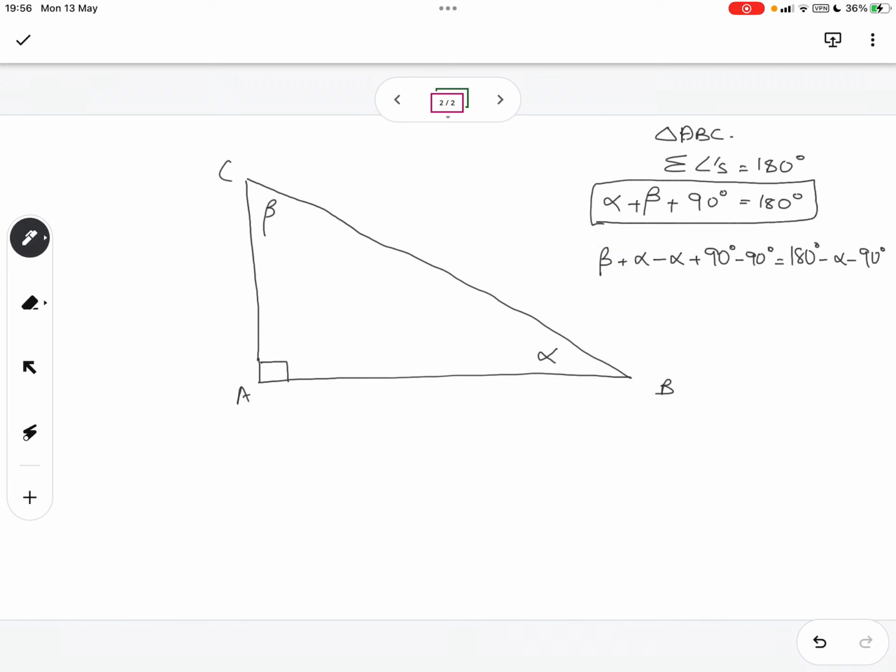And then on this side, I'll do some math and I'll reduce that to simple numbers. So this side gives me 0. That also gives me 0. 180 degrees minus 90 degrees is 90 degrees. And I'm left with negative alpha. And that equals beta. So this angle is 90 degrees minus alpha.